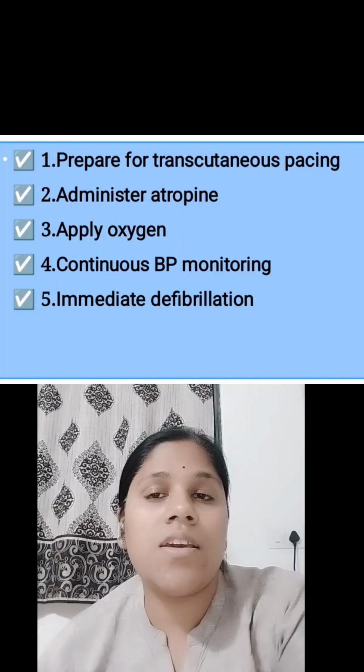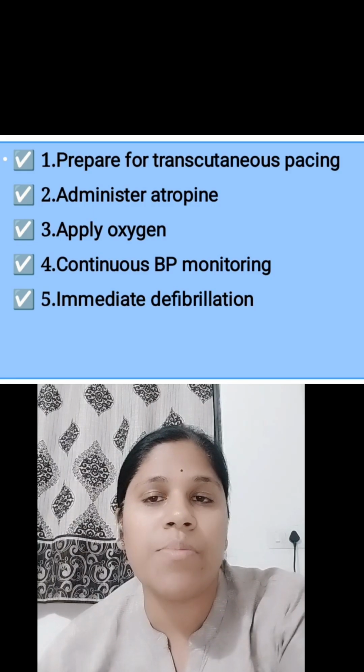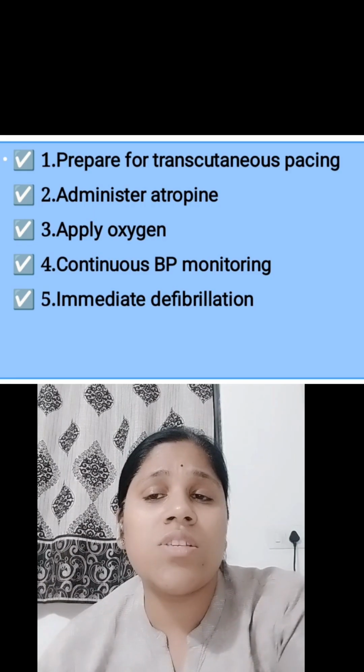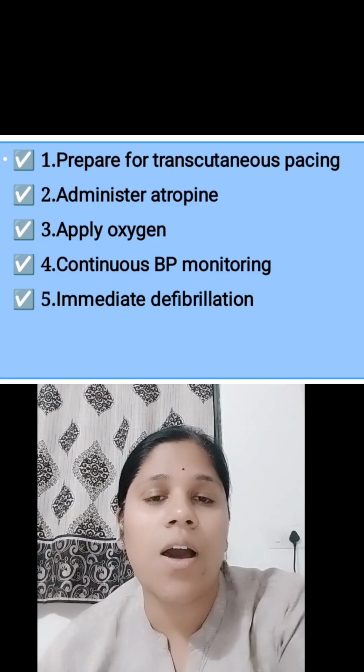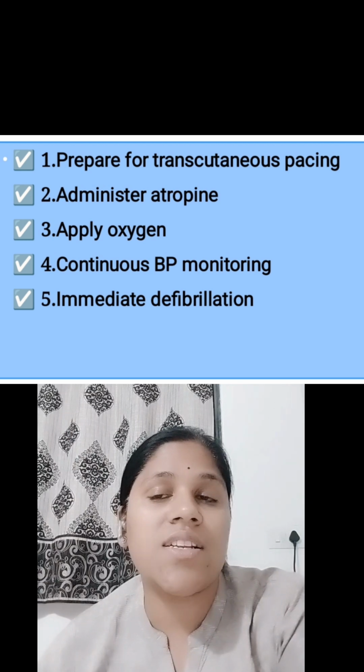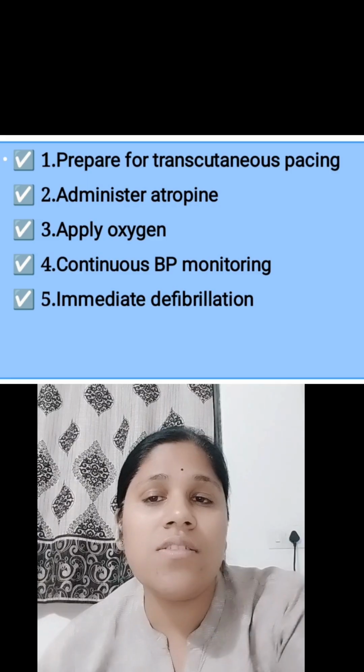So here option number 1 is prepare for transcutaneous pacing. Option number 2 is administer atropine. Option number 3 is apply oxygen. Option number 4 is continuous BP monitoring. Option number 5 is immediate defibrillation. So the correct options here are 1, 3 and 4. That is, prepare for transcutaneous pacing, apply oxygen and continuous BP monitoring.